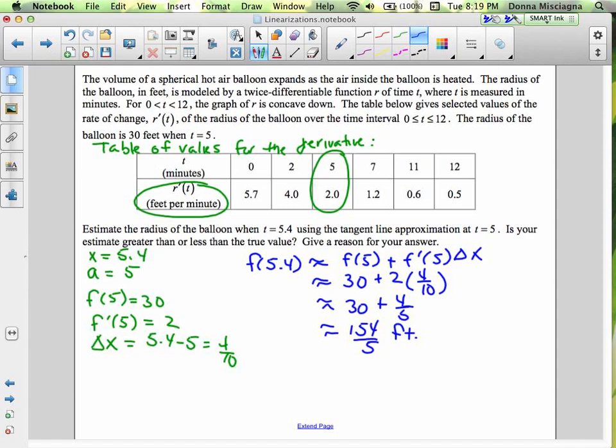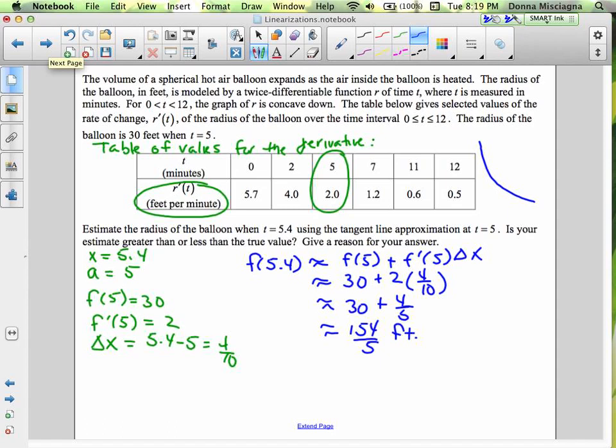All right, so let's see, do we answer the question? We estimated the radius of the balloon when t equals 5.4. Now that we read the table more carefully, using the tangent line approximation at t equals 5, is your estimate greater than or less than the true value? Give a reason for your answer. Let's look at our values for the derivative. Notice 5.7, 4, 2, 1.2, 0.6, 0.5. They're going down, right?